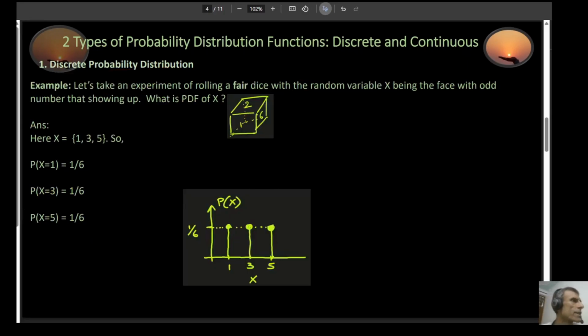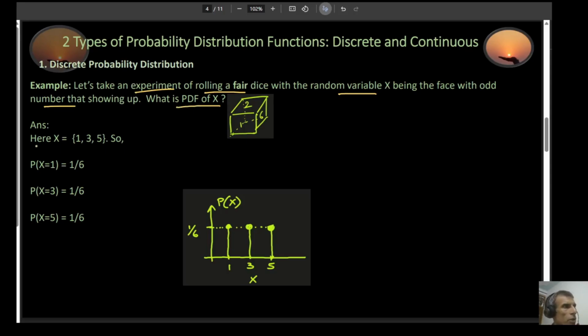Okay, so let's understand discrete probability distribution, the PMF, through an example. Let's say we have an experiment. In that experiment, we roll a fair dice. And in this case, the random variable x is that an odd number shows up on your dice. That's your random variable x. So what is the PMF of x?